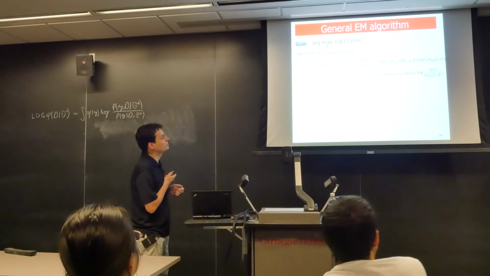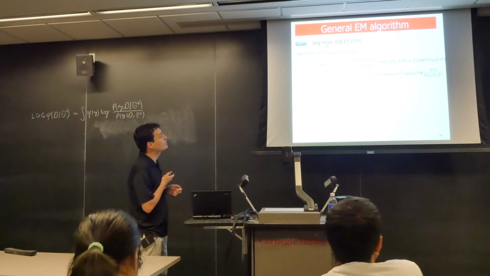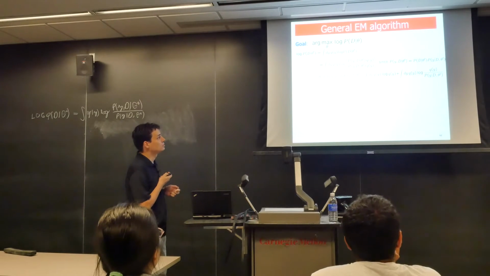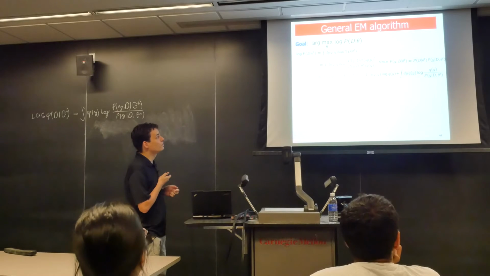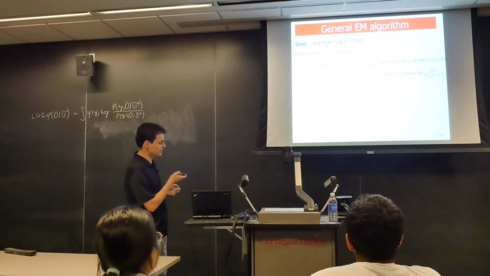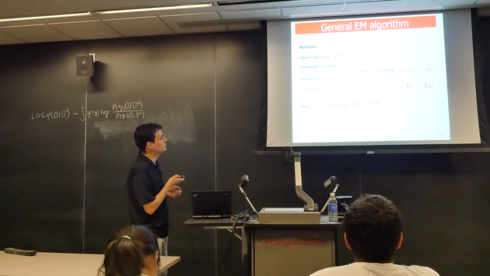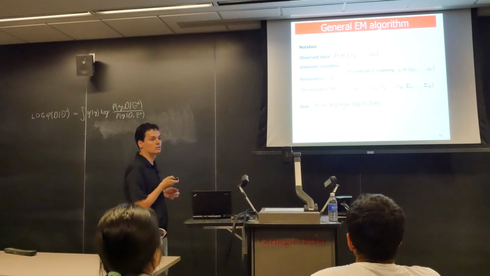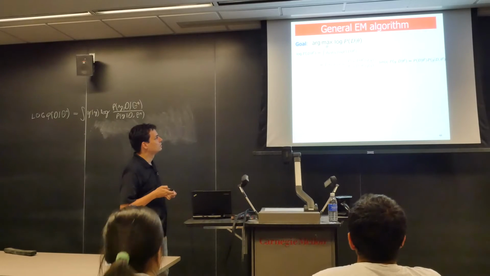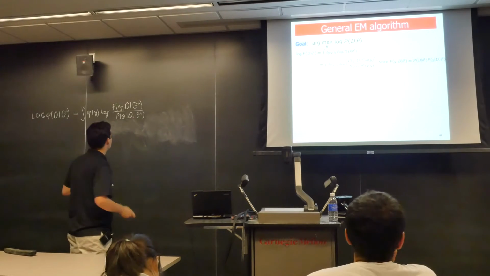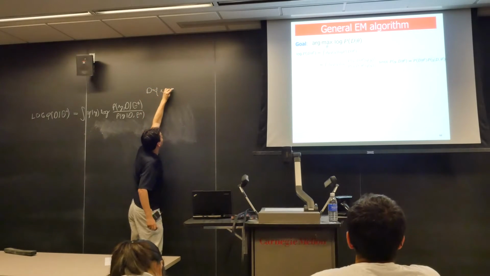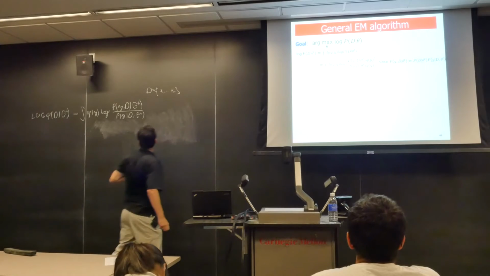So let's come back to this first equation. I'm claiming that for any distribution Q, this holds. If the log of P of D given theta depends on y, then that's the expected value. D in our case is x1, x2, up to xm.